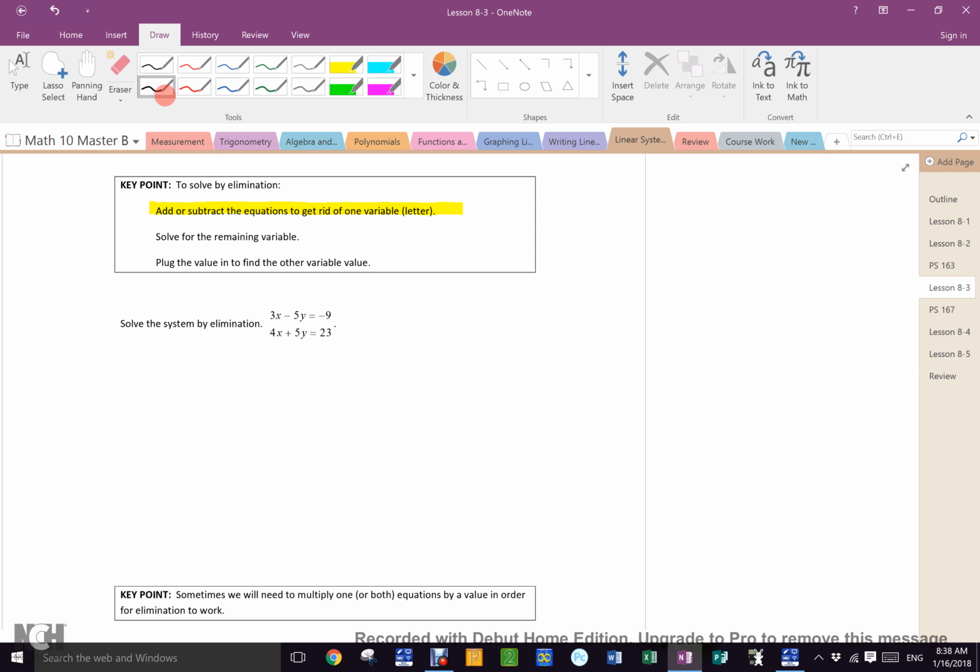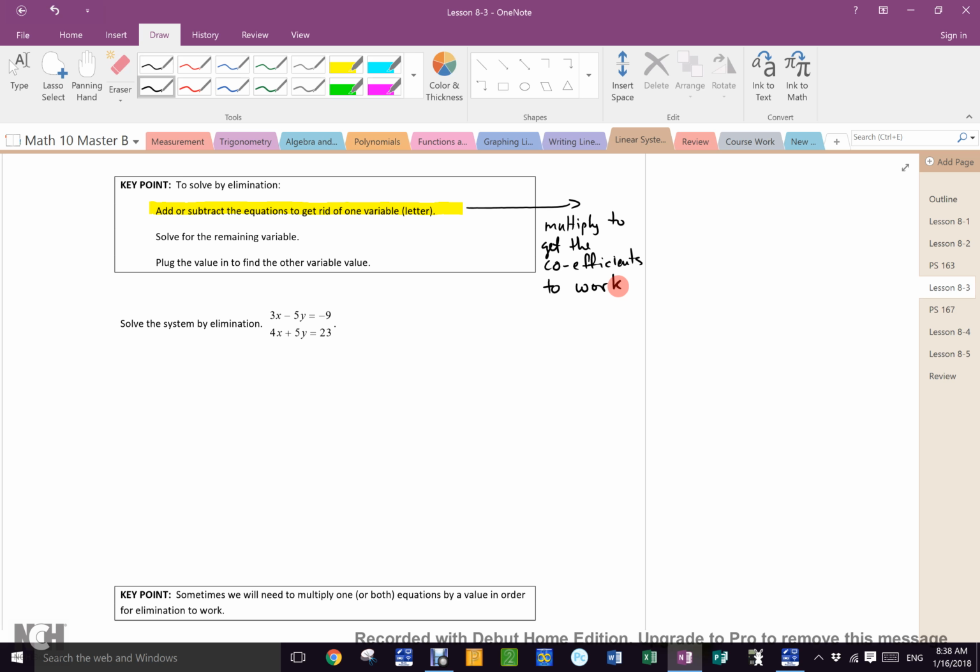So to solve by elimination, before you can do this, you might have to multiply to get the coefficients to work. Maybe. So let's look at this very first one. Is there a coefficient that is the same but has an opposite sign?